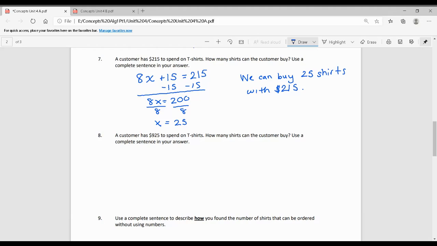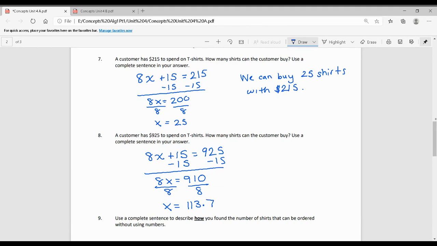All right, I'll leave that still on the screen for you, but let's go into number 8. Similar setup, right? $8 per shirt. We don't know how many shirts, so it's X. Plus there's always the one-time fee, and we have $925 to spend. So just like the others, we're going to subtract our 15. We get 8x equals 910. From there, we divide both sides by 8. This gives me 113.75.